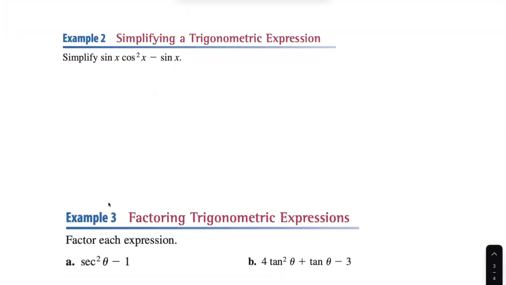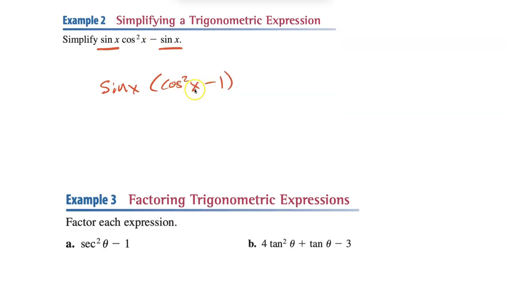Let's get to actually using our identities. So here's our first one. We want to simplify this expression if possible. This is a binomial, right? There's 2 terms here. And the first thing I noticed is that they both have sine. So my inclination is to factor out the sine. So we're going to get sine on the outside. That leaves us with cosine squared x minus 1 on the inside.